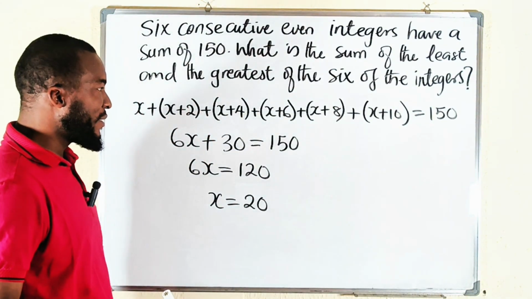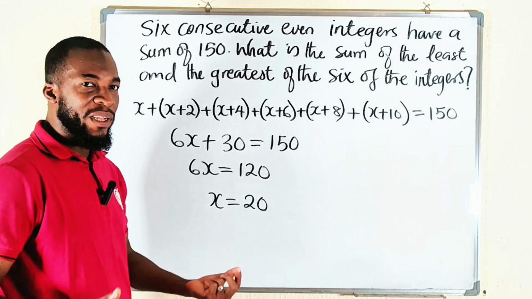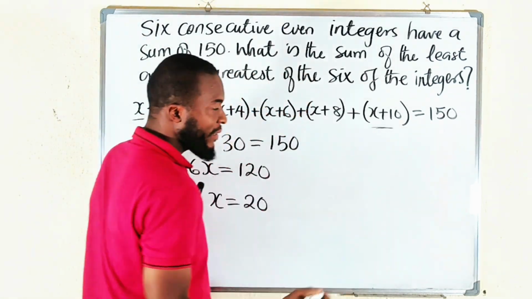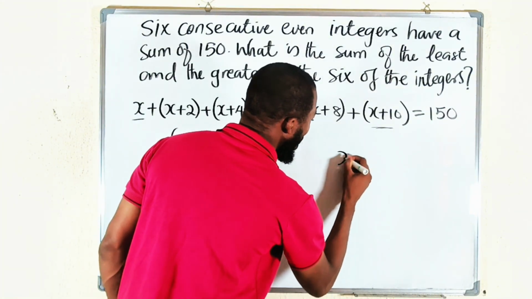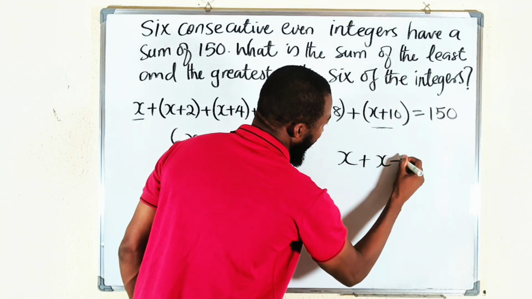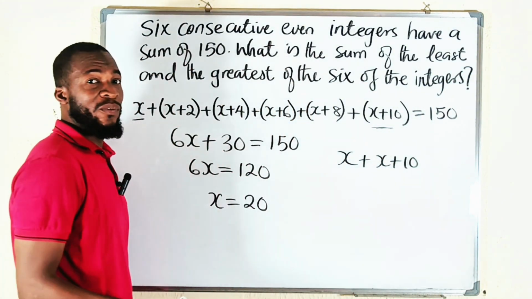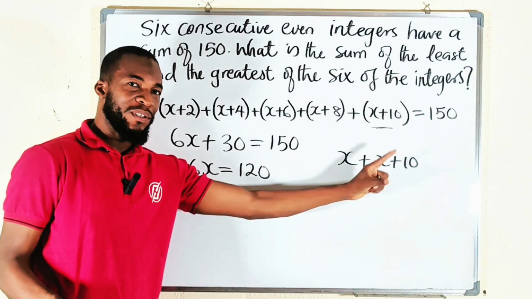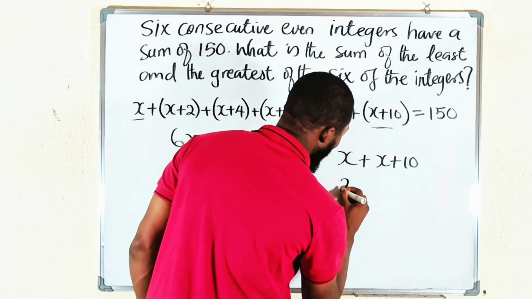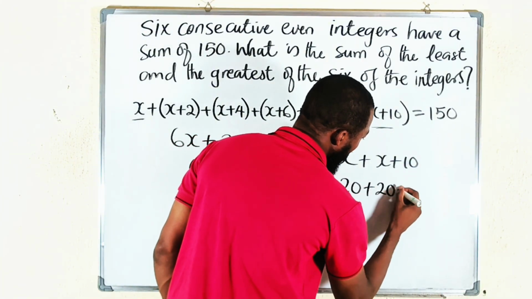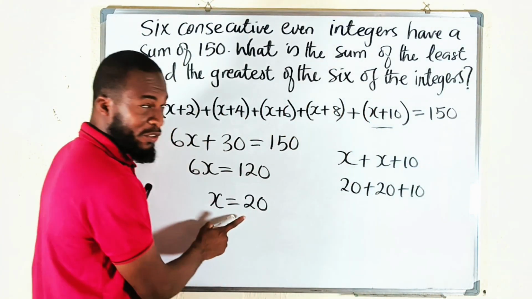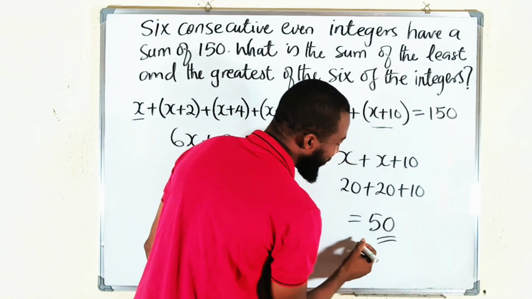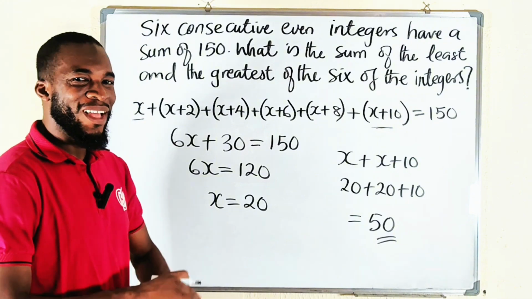If x is equal to 20, what is the sum of the least and the greatest? This is the least and this is the greatest, right? So we are asked to find the sum of x plus x plus 10. That is exactly what we are asked to find. We know that x is 20, so we have 20 plus 20 plus 10 because x is equal to 20, right? So this is 50. Therefore, the final answer is 50. As simple as that.